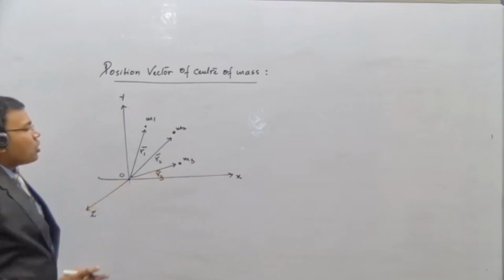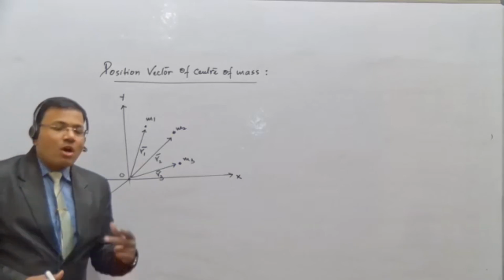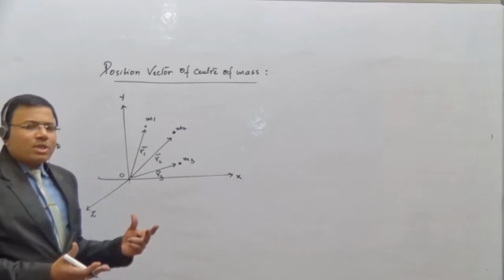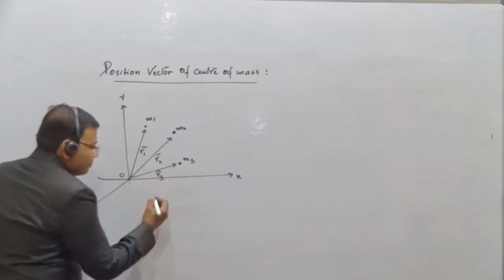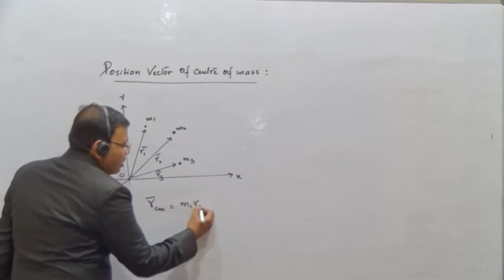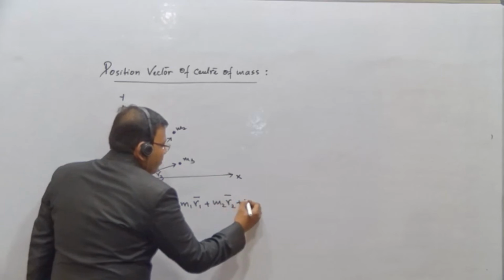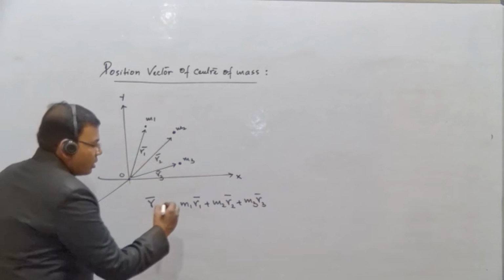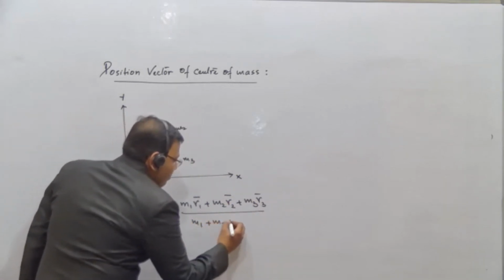So under this situation, how to calculate the position vector of the center of mass? It's very simple, because it is dependent on the previous concept. So directly we write here: R_CM, the position vector of the center of mass, equals m1 r1 plus m2 r2 plus m3 r3. Bar, why am I writing it? Because all of them are vectors. Divided by m1 plus m2 plus m3.